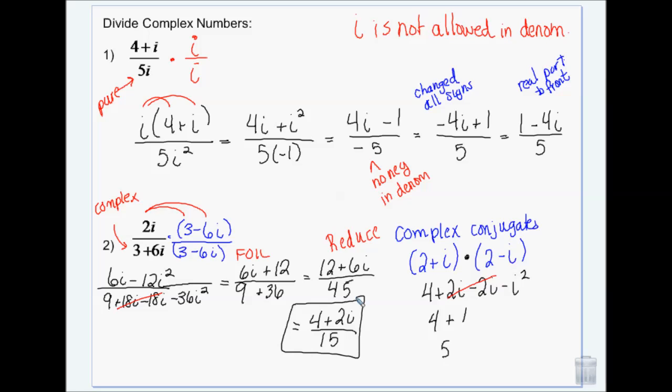Now if you're taking a test and you don't reduce, I'm not going to count the whole thing wrong. I'm going to take off maybe half a point, if this was a 4-point problem. Not half of the problem, just half of a point.